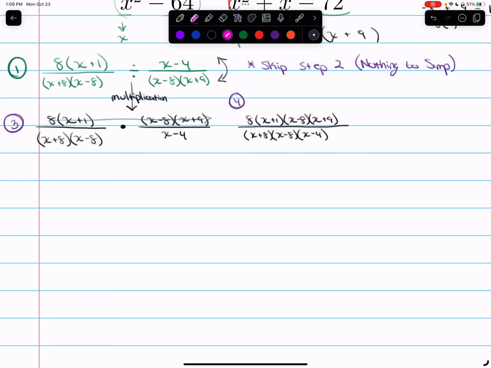Okay, last but not least, step 5, we're going to simplify any more if we can. Okay, so in this case, I have an x minus 8, x minus 8. Those cancel out, and that's really it. There's nothing else I can cancel out. So I'm going to rewrite this as 8 times x plus 1 times x plus 9 over x plus 8, x minus 4. Okay, that is our step 5 where we cleaned everything up again, and that is the end of dividing rational expressions. That's it.